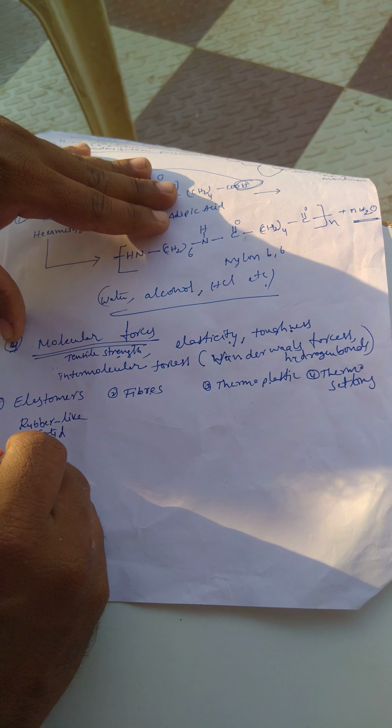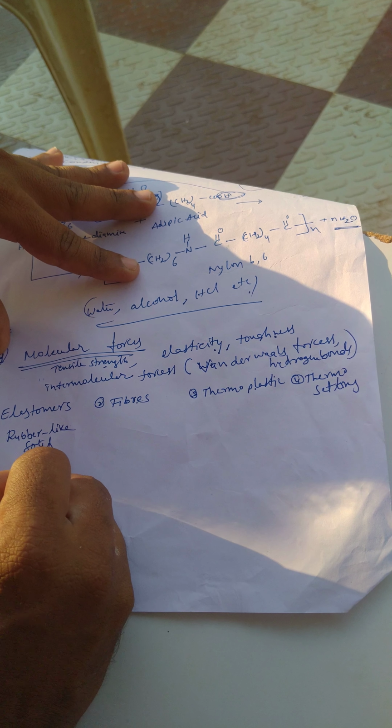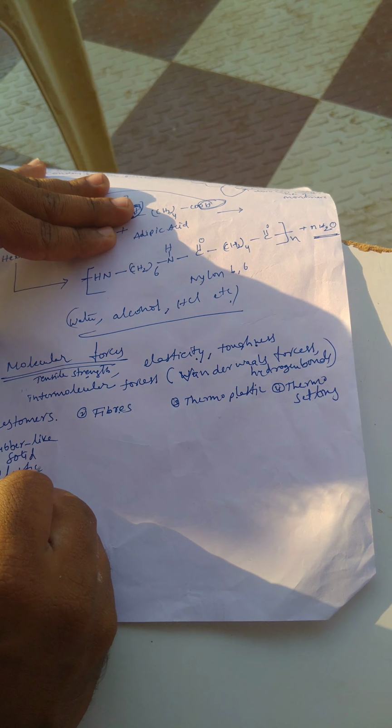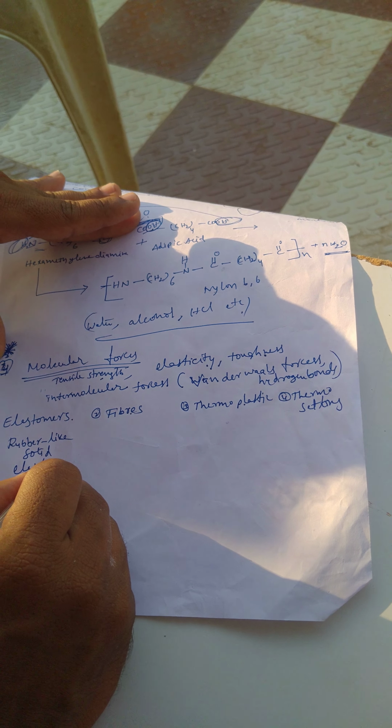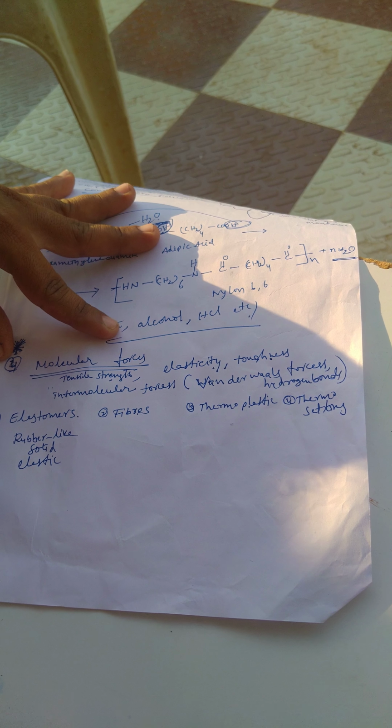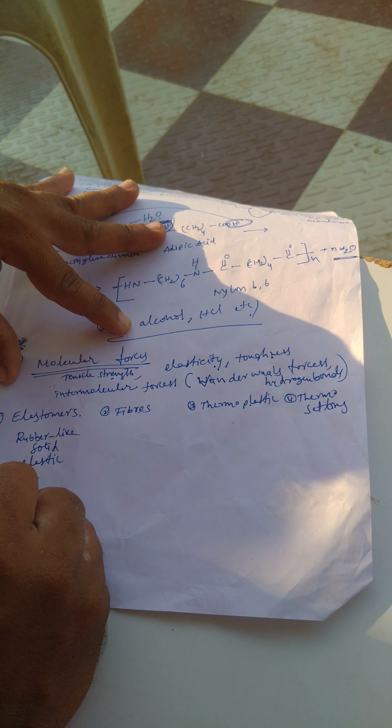Elastomer means rubber-like solids with elastic properties. In these elastomeric polymers, the polymer chains are held by the weakest intermolecular forces. These weak binding forces allow the polymer to be stretched. So that's what elastic means, they have elastic properties.